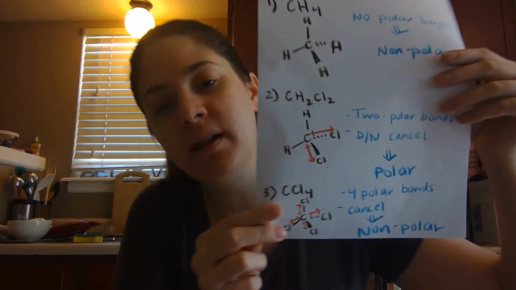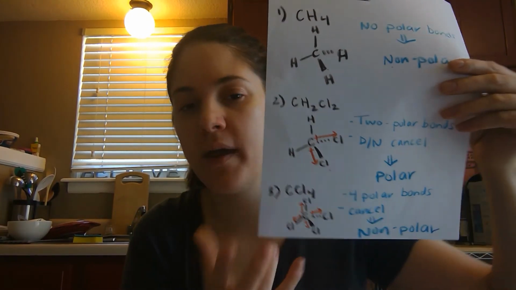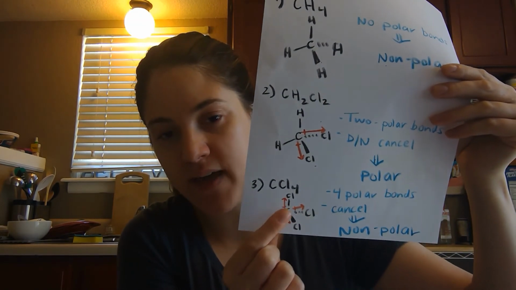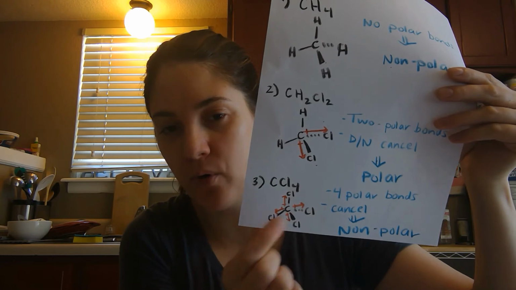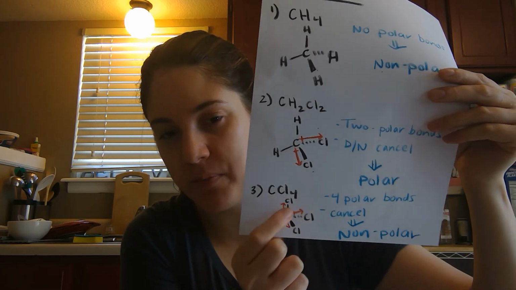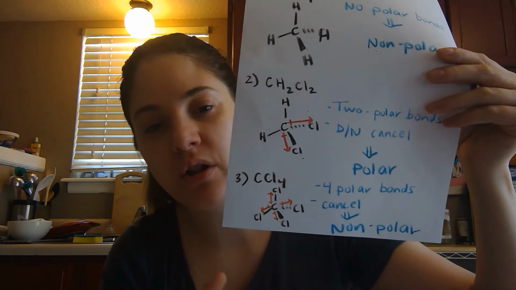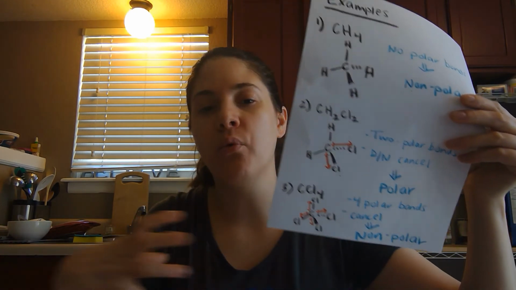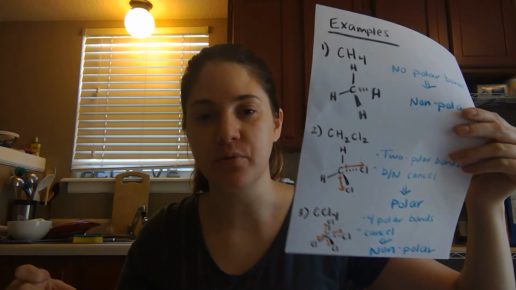My third example is CCl4, or a carbon bonded to 4 chlorine atoms. So once more, that carbon-chlorine bond is going to be polar. So it has these 4 polar bonds. But if you look closely at this molecule, those bonds are all roughly pulling equally.